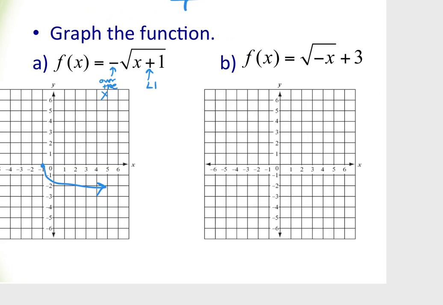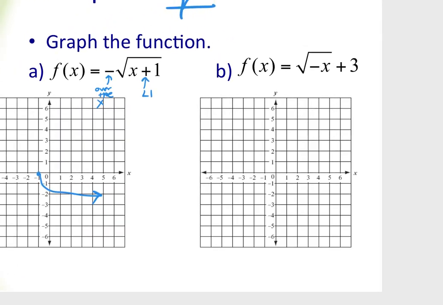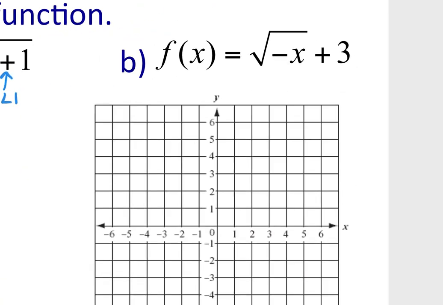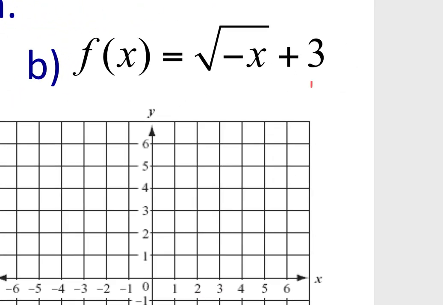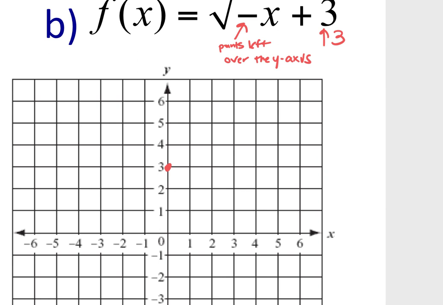How about B? What are the transformations here? Up 3 and point it left, or reflection over the y. So I go up 3 and I point it left. Questions on those?